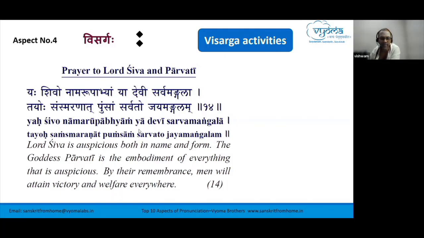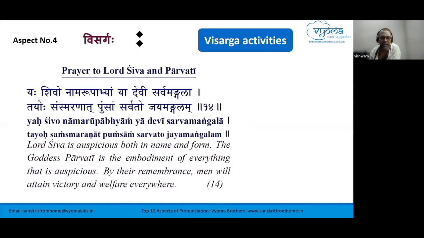Yashivo nama rupabhyam ya devi sarvamangalaah tayoho samsmaranat punsam sarvato jayamangalam. Okay, so can you chant the shloka again once more slowly? Okay, sir. Yashivo nama rupabhyam ya devi sarvamangalaah tayoho samsmaranat punsam sarvato jayamangalam. Okay, Ya Devi, after that what is the word? Sarvamangala.